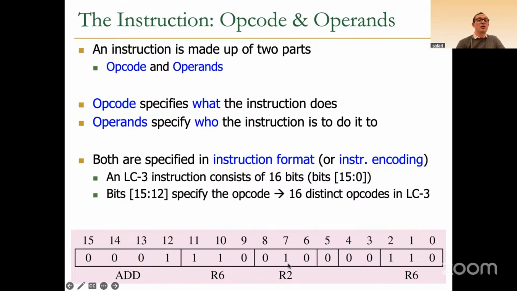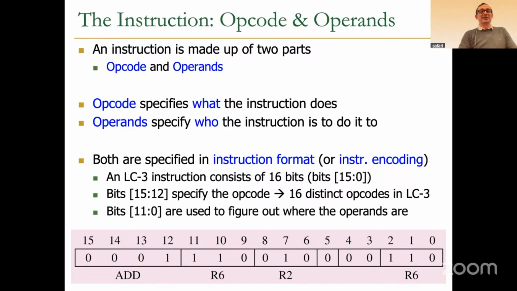So basically, opcode is specified as the top 4 bits. And there are 16 distinct opcodes in LC3, because with 4 bits, you can specify 2 to the 4 distinct values, right? This is bread and butter for you right now. And if you want to decode this, you use a decoder. That's also hopefully becoming bread and butter for you. Bits 11 and 0 are used to figure out where the operands are, the remaining bits. And we're going to call these addressing modes. Basically, how do you figure out where your operands are, where your source registers are, where your destination registers are?